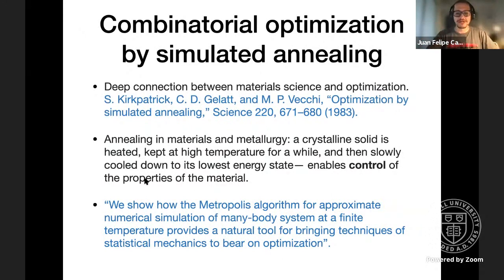The connection they made was, if you have a combinatorial optimization problem, you think of that as your material, and then you heat it up, but in your computer. They showed that the Metropolis algorithm, which is used for approximately simulating many-body systems numerically at finite temperatures, can be used as a tool to solve optimization problems. That's the connection between statistical mechanics, materials, and optimization.